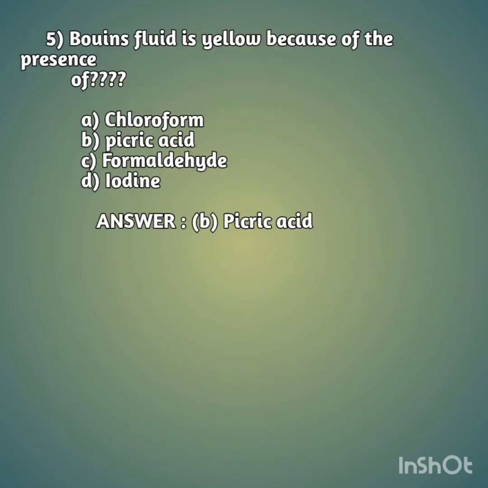Our fifth question is, Boyne's fluid is yellow because of the presence of what? The presence of yellow color indicates what? Option A, chloroform. Option B, picric acid. Option C, formaldehyde. And option D, iodine. So the yellow color is because of the presence of option B, that is picric acid.